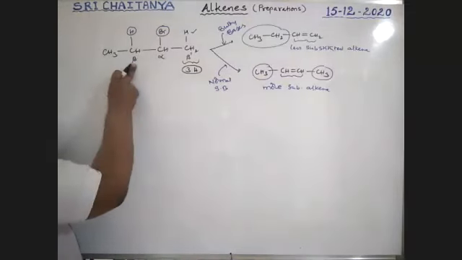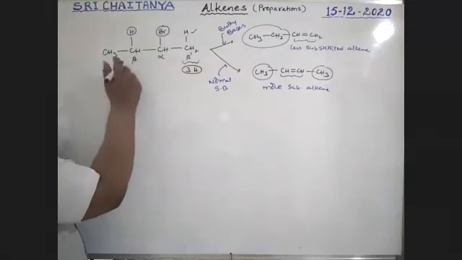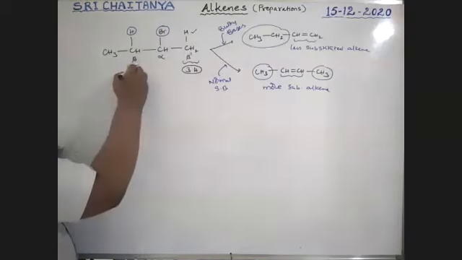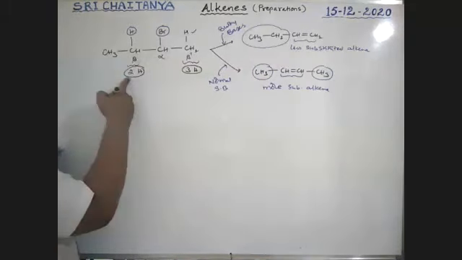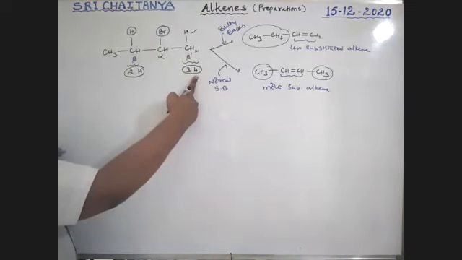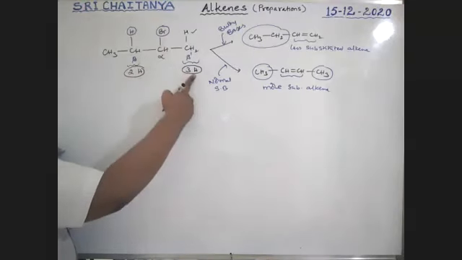Now this is also a beta position. That means here, how many beta hydrogens are there? Just 2 only. That means in this case, there are fewer beta hydrogens. In this case, there are more beta hydrogens. Fewer beta hydrogens, more beta hydrogens.